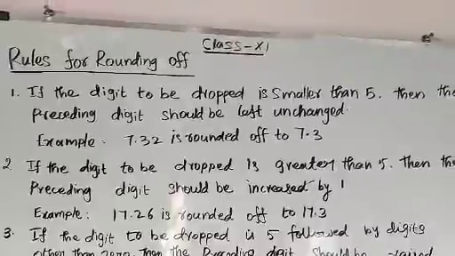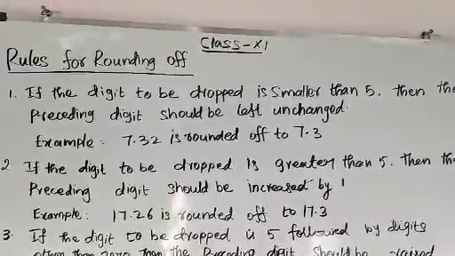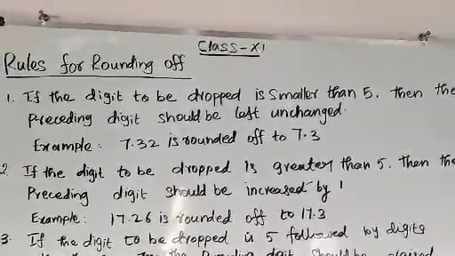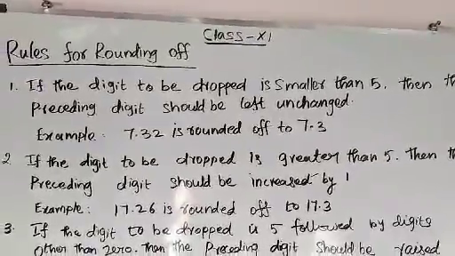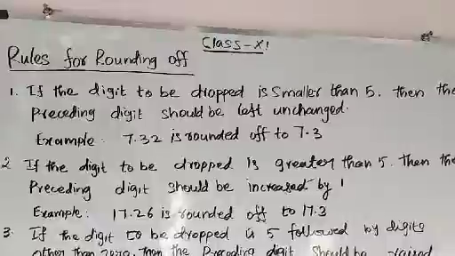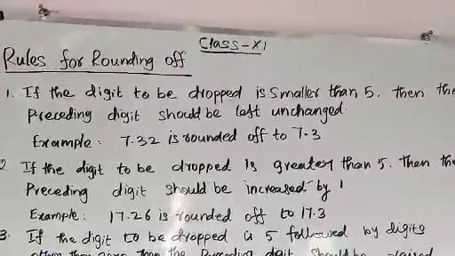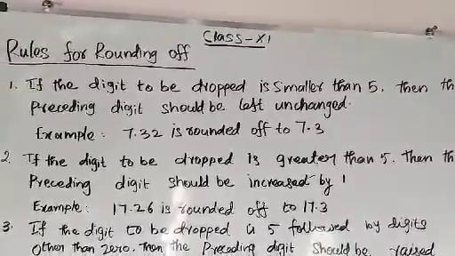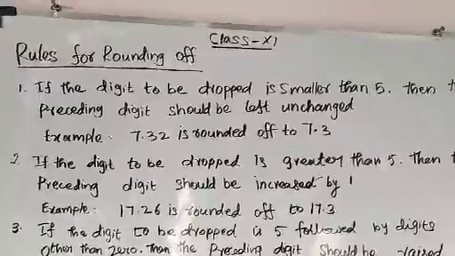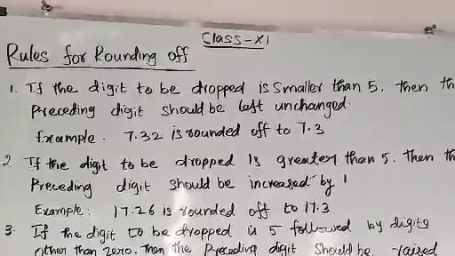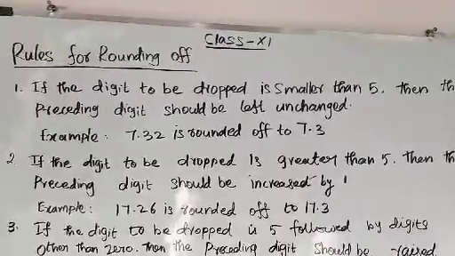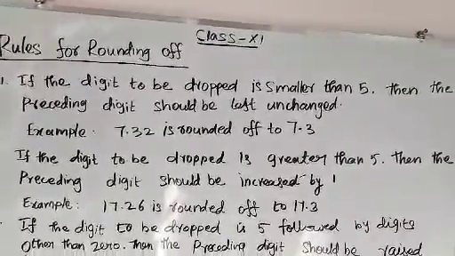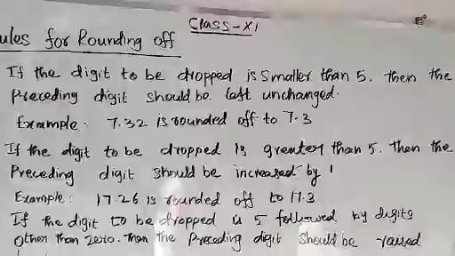17.32 is rounded off to 17.3 because the last digit is smaller than 5, less than 5. So leave the digit without changing. You should write 17.3. 17.32 is rounded off to 17.3.